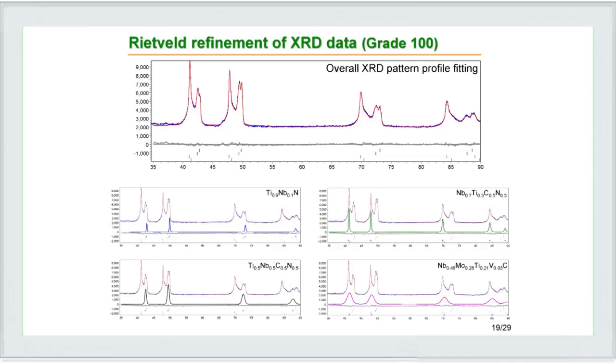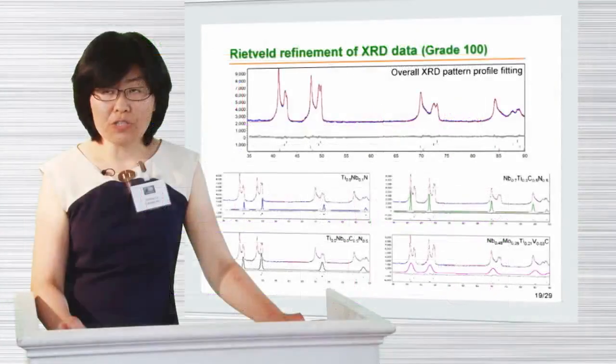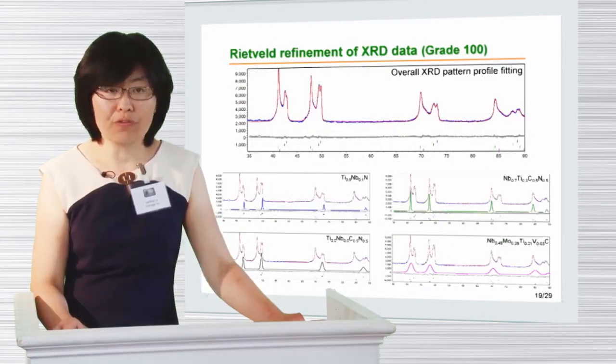So the chemistry is already listed here. We can see that this type of precipitate has a broad peak. So it is very hard to differentiate by the preliminary analysis of the XRD pattern. Therefore, we have to use Rietveld refinement to differentiate this.